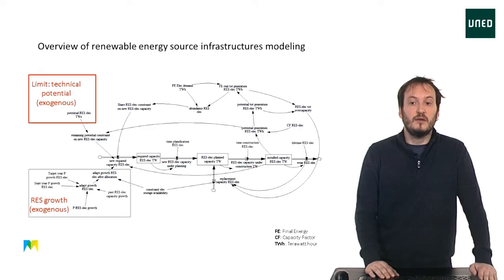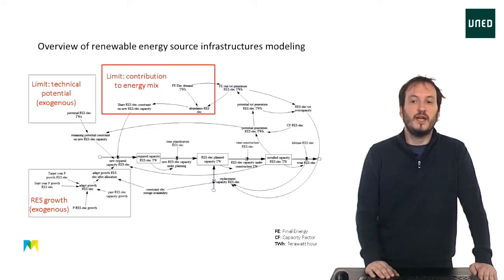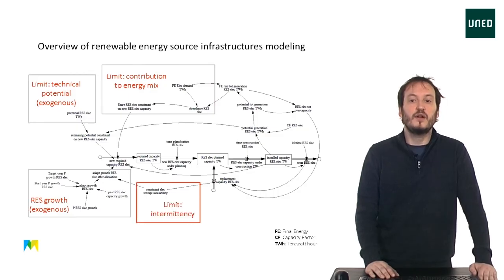Firstly, its technical potential. When the generation of one energy source is close to its maximum potential, the growth is limited. Secondly, its contribution to the energy mix. For example, if electricity generation by renewable energy is close to the total electricity demand, the growth is again limited. Finally, the growth of renewable energies is also limited by the intermittency of some of these sources. The increase in the capacity of the renewable energies will also depend on the time for planning and the construction of the infrastructure.